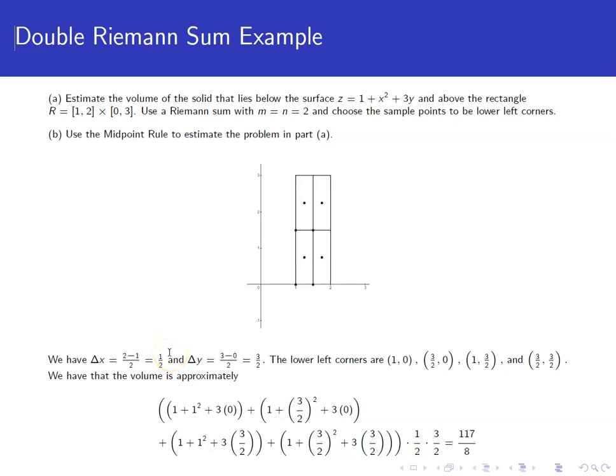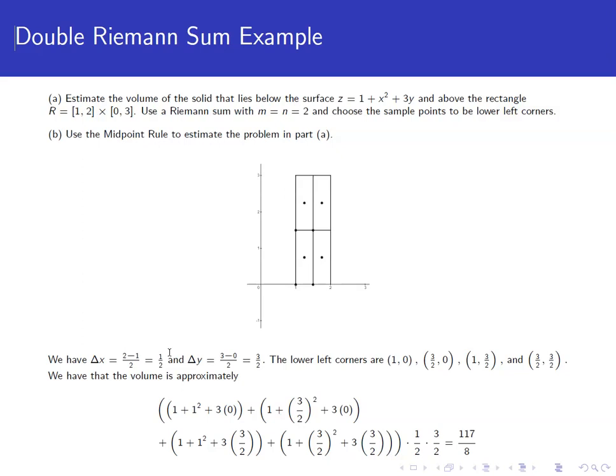In this video, we're going to estimate the volume of a solid using a double Riemann sum. We're given the function z equals 1 plus x squared plus 3y, and are told that it lies above the rectangle [1, 2] cross [0, 3]. So [1, 2] are the possible x coordinates, and [0, 3] are the possible y coordinates in this rectangle.